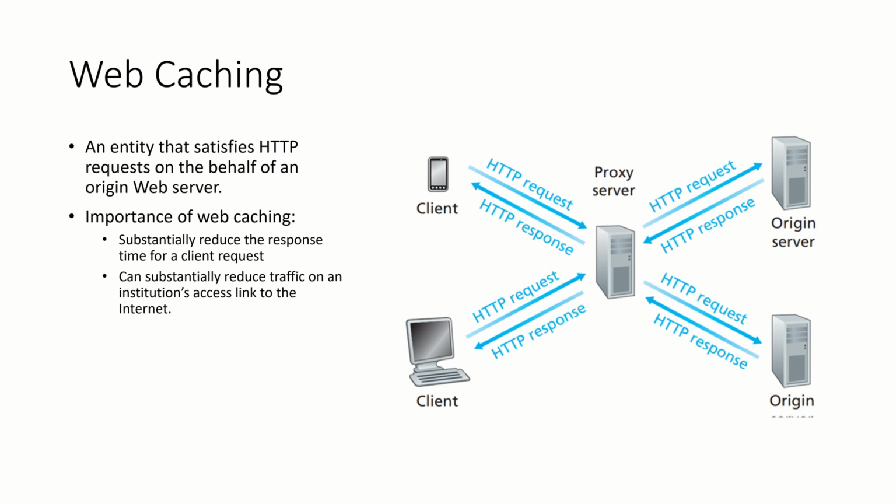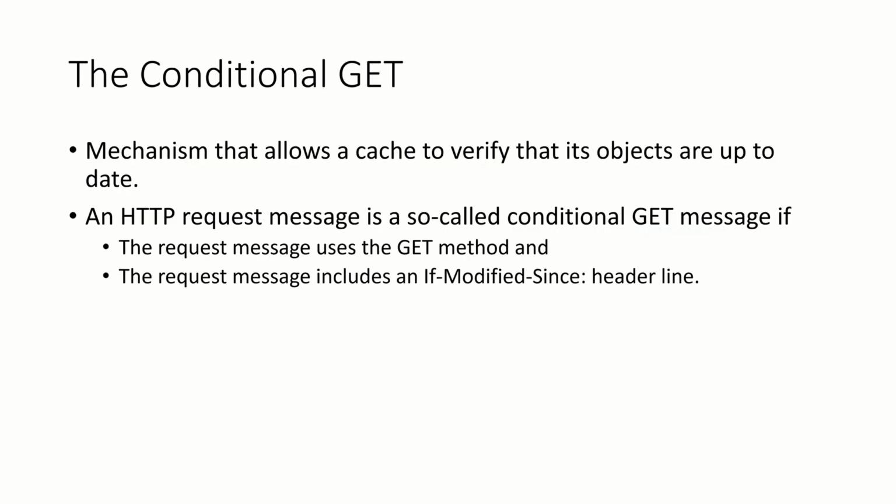So web caching has seen deployment in the internet for two reasons. A web cache can substantially reduce the response time for a client request, particularly if the bottleneck bandwidth between the client and the origin server is much less than the bottleneck bandwidth between the client and the cache. Second, web caches can substantially reduce traffic on an institution's access link to the internet.